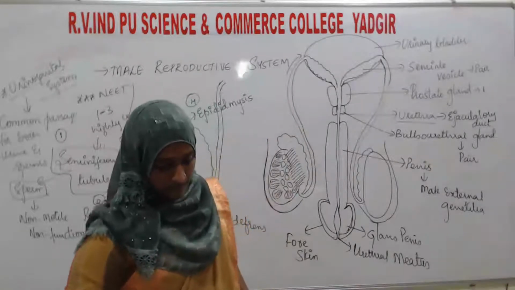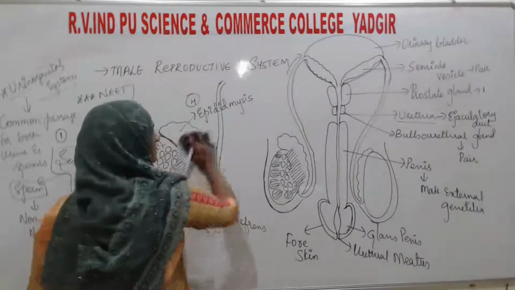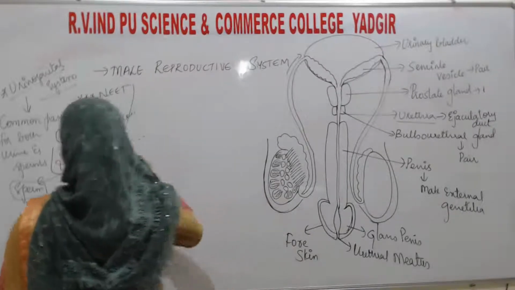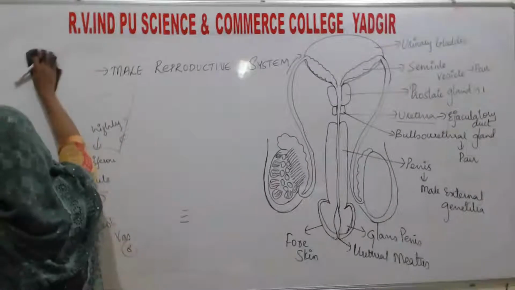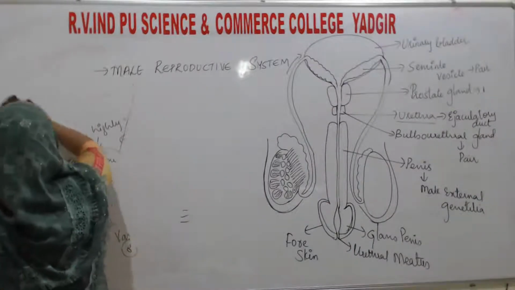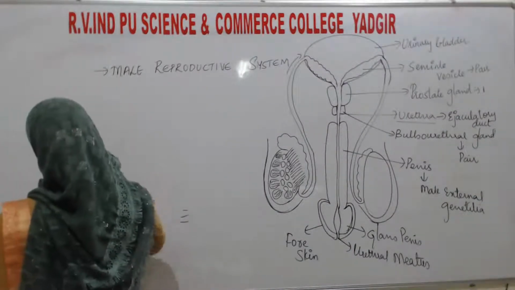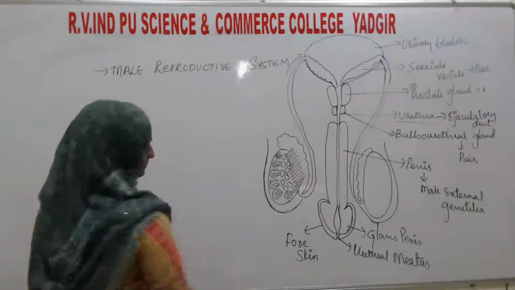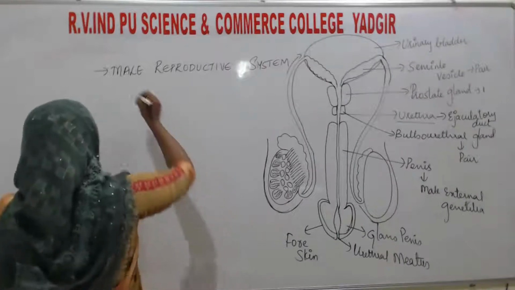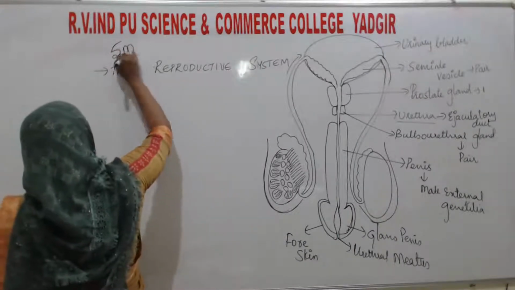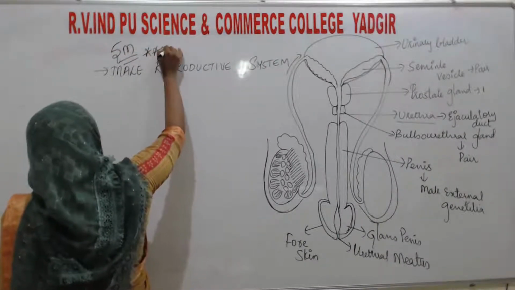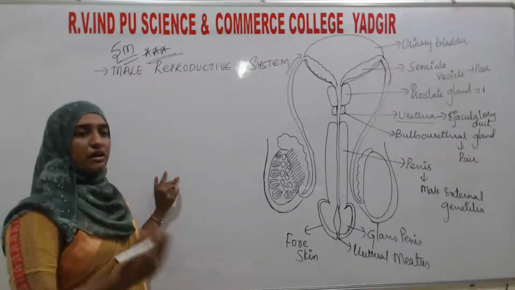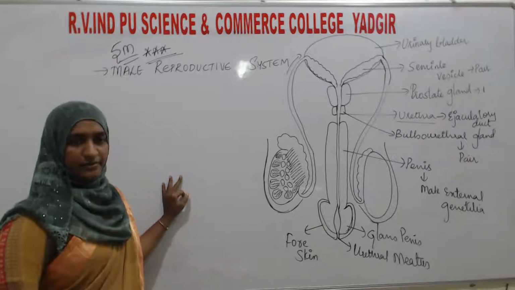This diagram they will ask for 5 marks. This diagram compulsorily they will ask for 5 marks, either the female or the male reproductive system.